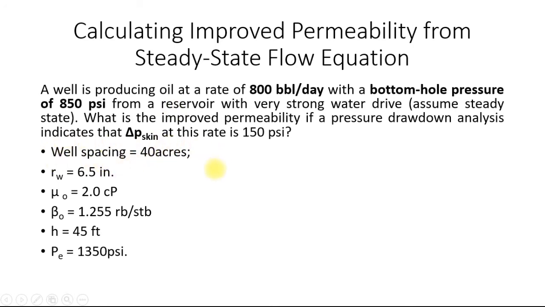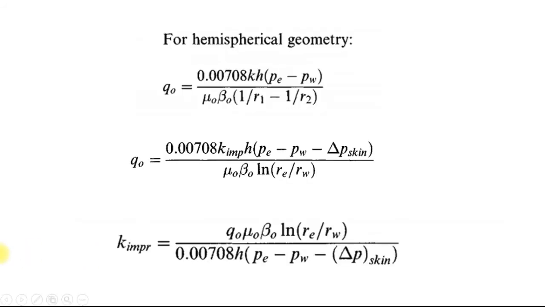Okay, so what else are we given? The well spacing, the reservoir well radius, which is 6.5 inches, the viscosity of oil, the formation volume factor, the height of the reservoir, and the average pressure, which is 1350 psi. So before jumping into the numerical, we need to understand a few things.